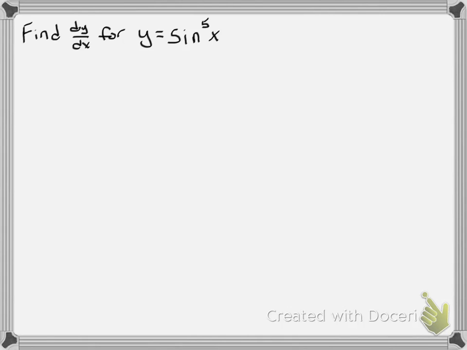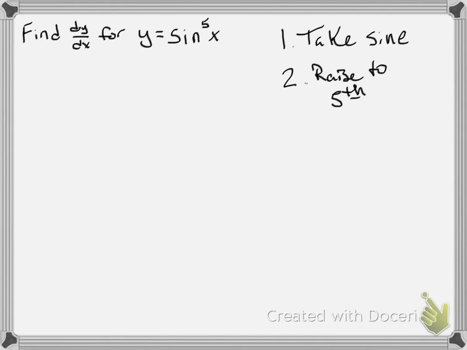So, if I gave you an x and you were to plug it in, what you would do in evaluating this function is, number one, you would take the sine, not multiply by sine, you would take the sine, and then number two, you would raise to the fifth power. Those are the two steps you would do if you were evaluating. Since we're not evaluating, we're taking a derivative, we're going to do that in reverse order. So we're going to start with raising to the fifth power. That's the thing we're going to deal with first.